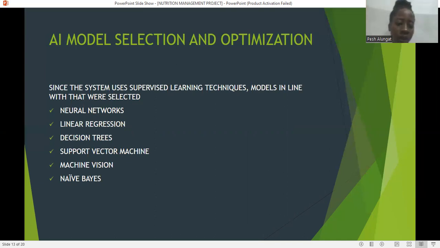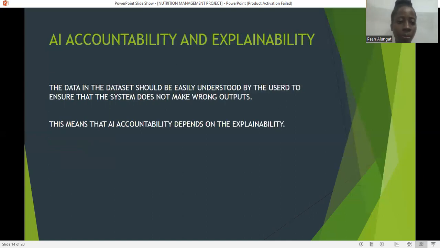We have the machine vision. Machine vision, like I said, it's based on image processing. We have decision tree model. That one is based on coming up with the most optimal solution to a problem. Naive Bayes is a probability-based model.